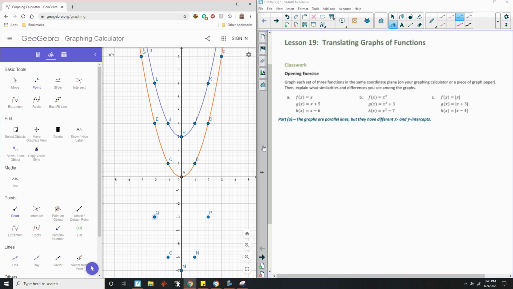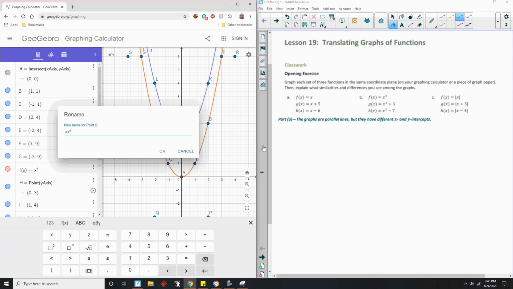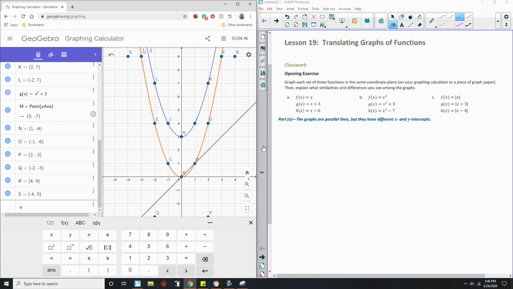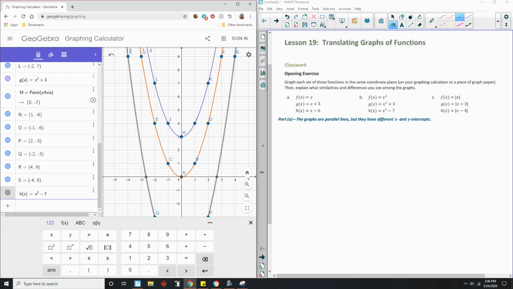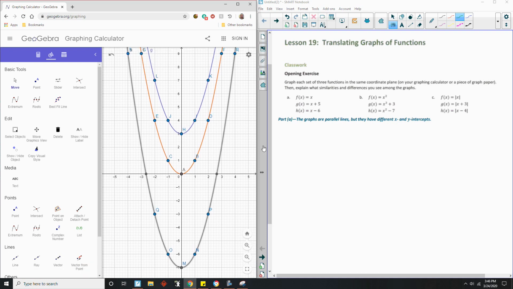4 squared is 16, minus 7 is 9. Negative 4 squared is 16, minus 7 is 9. So then if I go back to my calculator and put x squared minus 7, enter, and then switch back to my screen, there it is. Okay, so there's my negative 7.